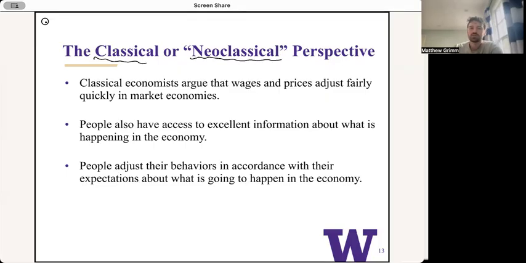Let's talk about the classical or neoclassical perspective. They argue that wages and prices adjust fairly quickly in market economies. People also have access to excellent information about what is happening in the economy, so people adjust their behavior in accordance with their expectations about what is going to happen in the economy.